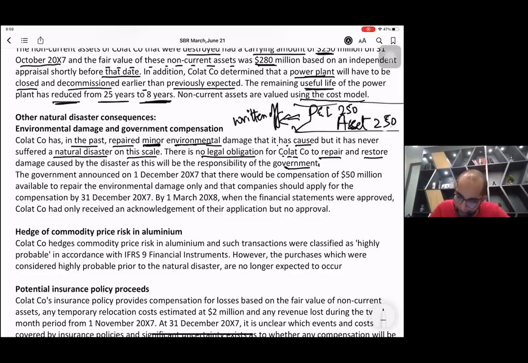Now listen. The government announced on 1st December X7 that there would be compensation of 50 million available to repair the environmental damage only, and that the companies should apply for the compensation by December X7. By 1st March X8, when the financial statements were approved, Collard Company had only received acknowledgement, see the wordings, of their application, but no approval.